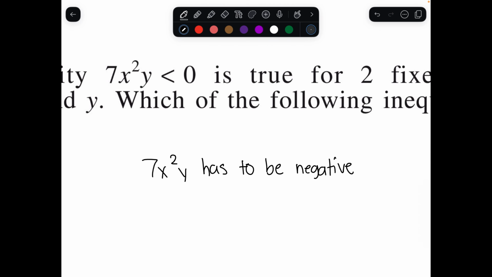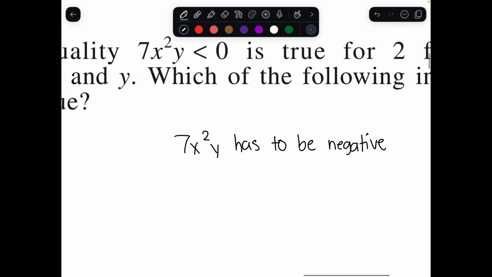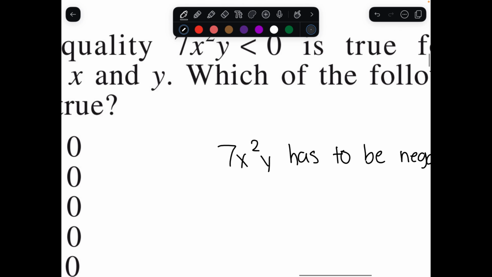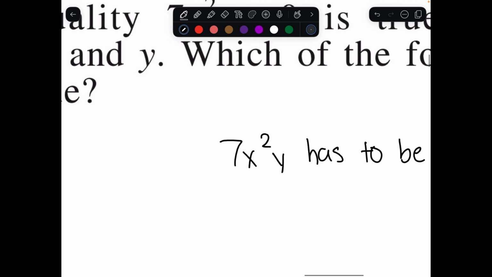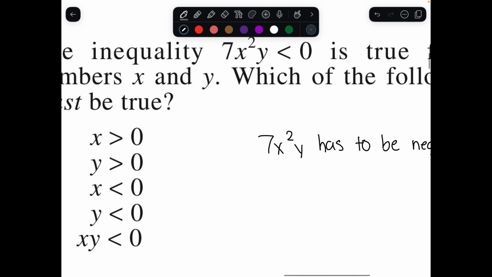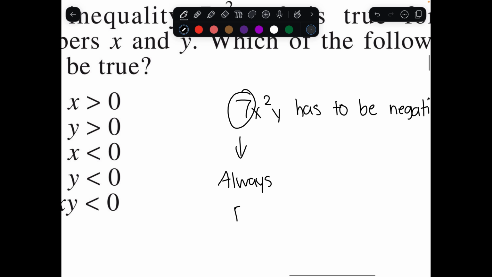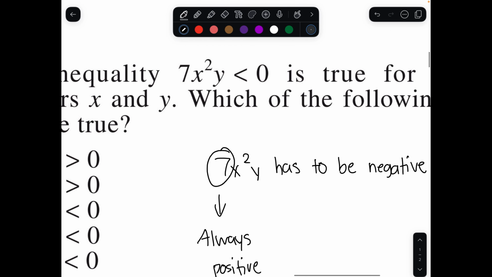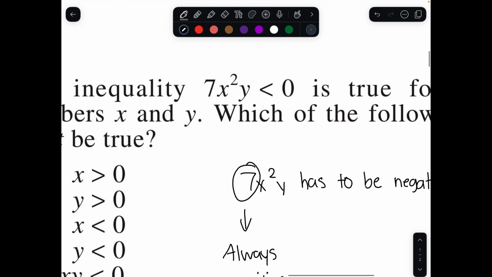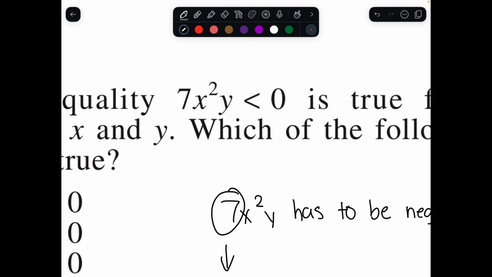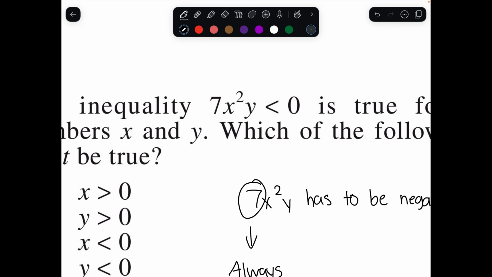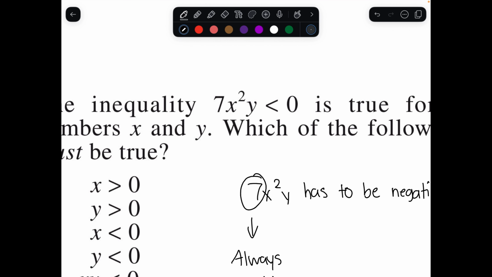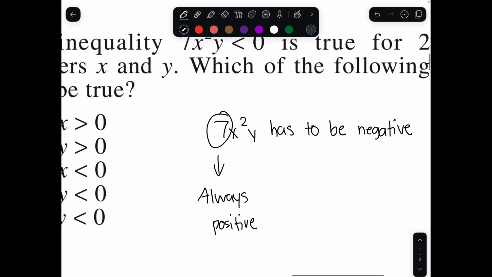Now, the thing to realize here is that let's look at each part of 7x squared y. Let's look at 7 first. 7 is always positive. And remember, x or y can't be 0, because if they were 0, then the whole thing would be 0. And 0 is not less than 0, so it wouldn't fit the inequality.